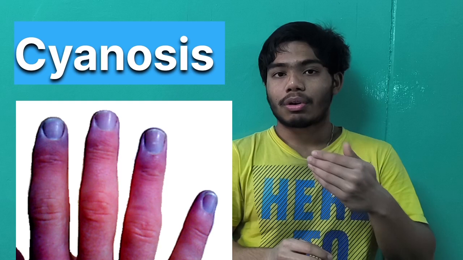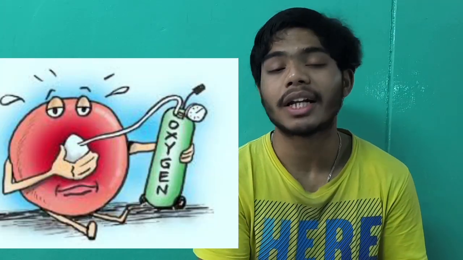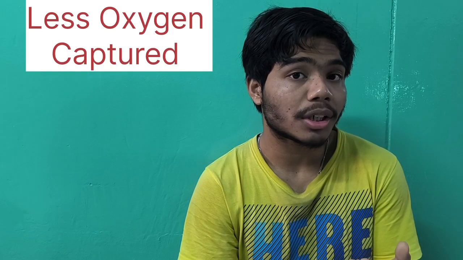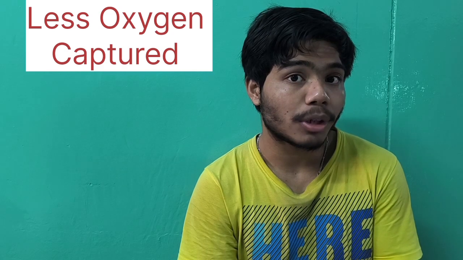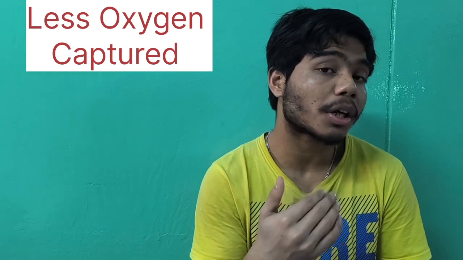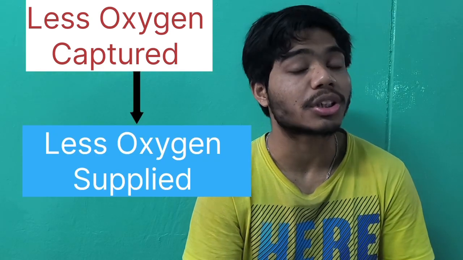Now the third one is cyanosis. What is cyanosis? When less oxygen is supplied to blood and tissues, that condition is known as cyanosis. You can easily relate how this cyanosis occurs. As you already know, breathing difficulty occurs, which means less oxygen is captured by the oxygenated blood. Here the oxygenated blood is present in the pulmonary vein. If less oxygen is captured by the oxygenated blood, automatically less oxygen will be supplied to the tissues, and therefore cyanosis will occur.